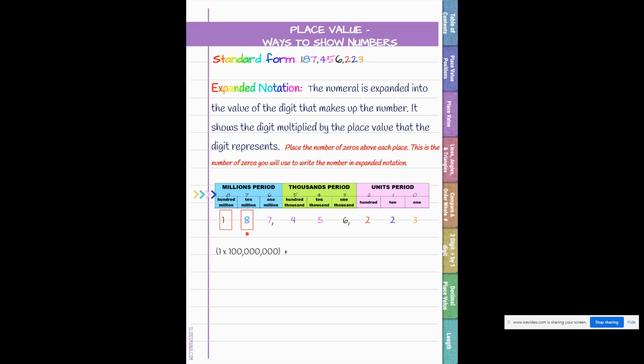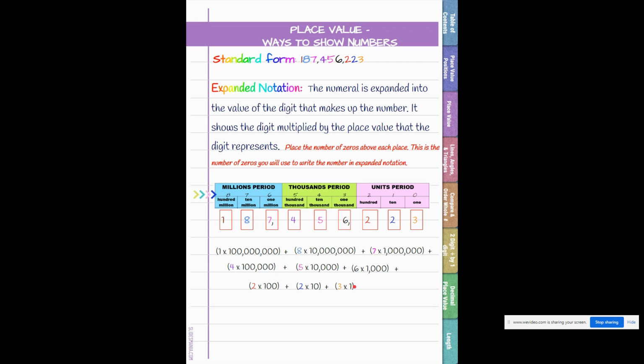Now my 8. I would write down 8 times 10 million. Here there's 7 zeros: 1, 2, 3, 4, 5, 6, 7. Plus 7 in the 1 millions would be 7 times 1 million. Plus 4 times 100,000. Plus 5 times 10,000. Plus 6 times 1,000. Plus 2 times 100. Plus 2 times 10. Plus 3 times 1.